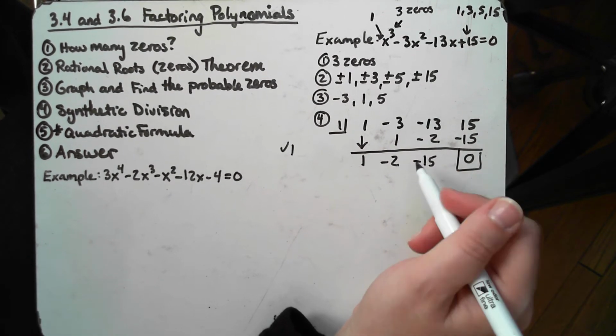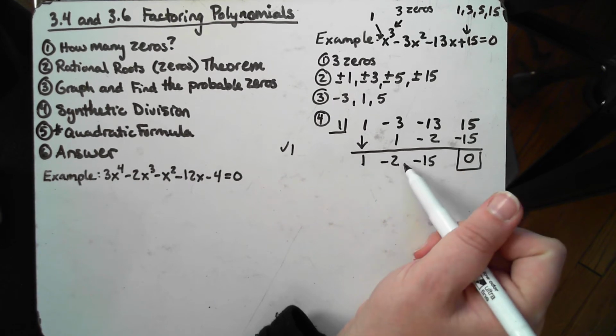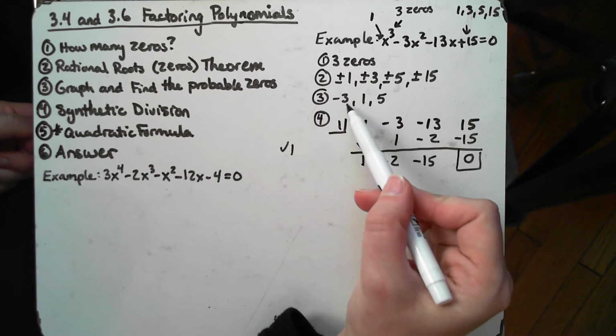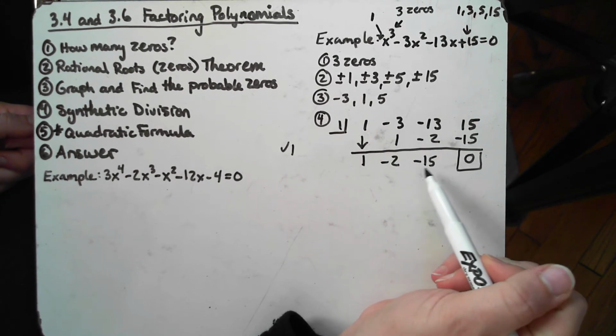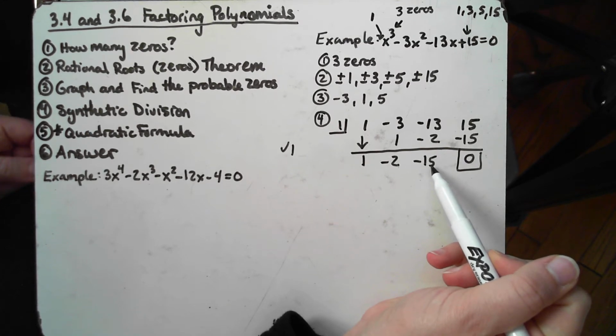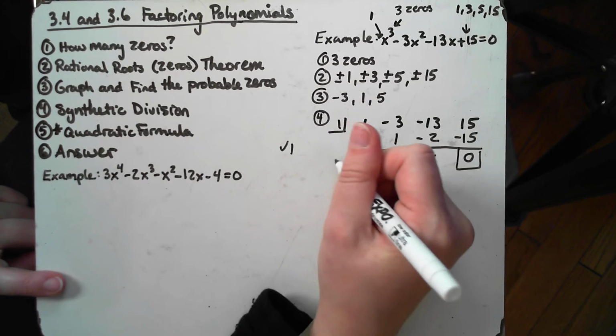Now here's the cool thing. I've factored out x minus 1. So I have x squared minus 2x minus 15. So hypothetically, if I didn't have anything left in this list, I could go ahead and use the quadratic formula on my a, b, and c numbers. But I don't need to because I have more in my list. So I'm going to try the 5 next.